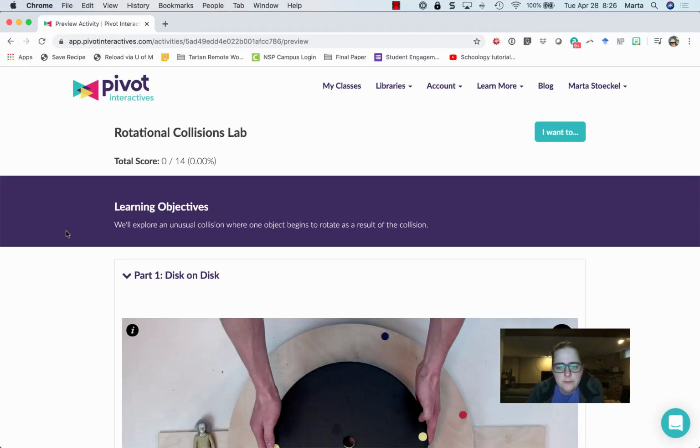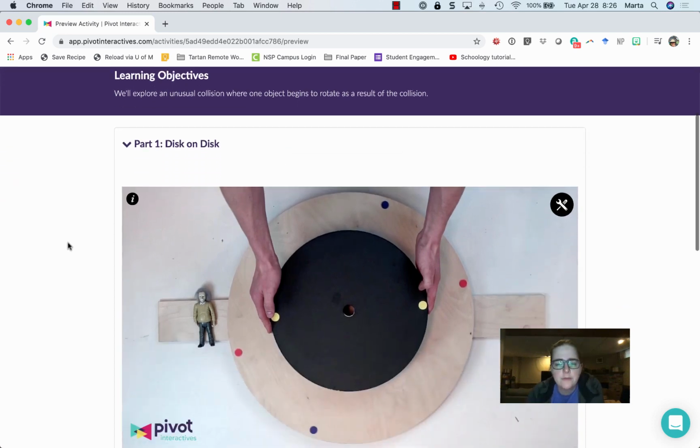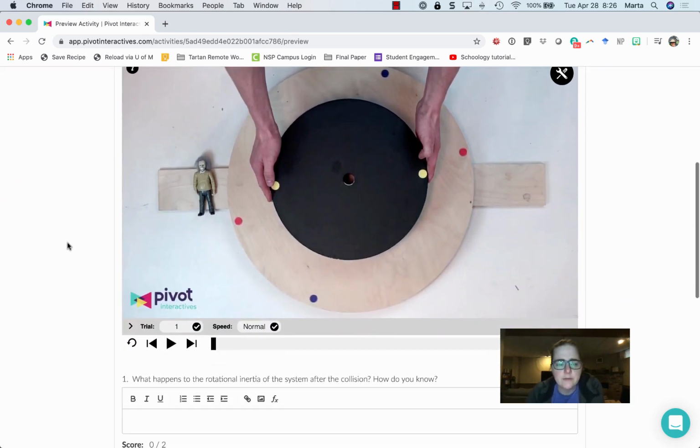I'm going to take a few minutes to give you a quick preview of the Rotational Collisions lab that you've been assigned on Pivot Interactives. So this lab has 3 parts.